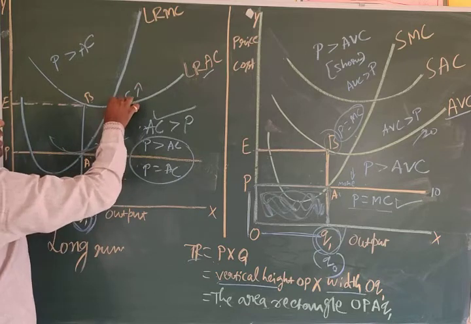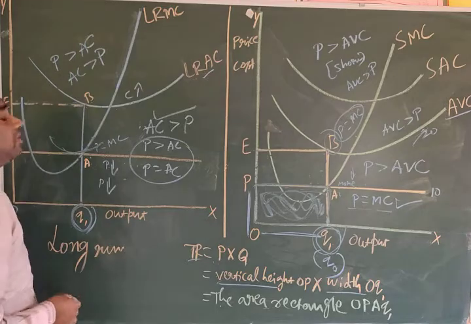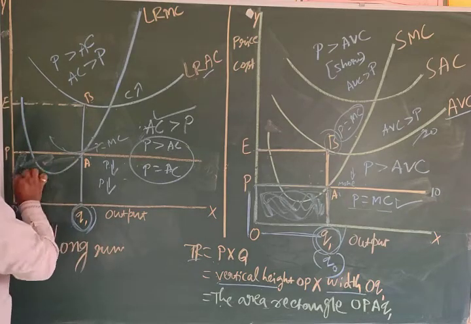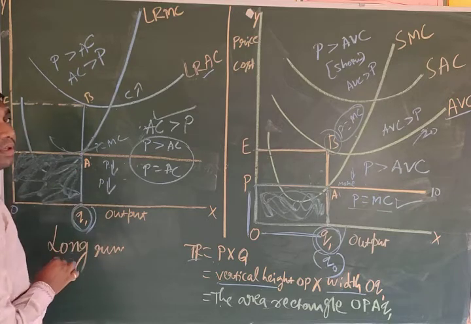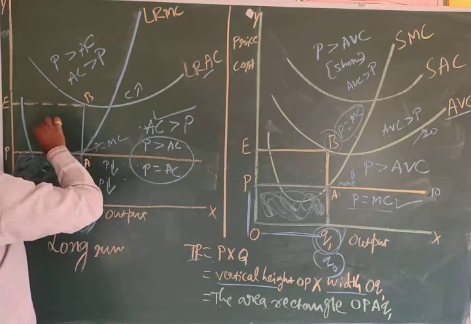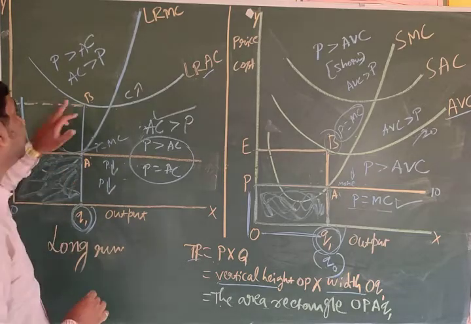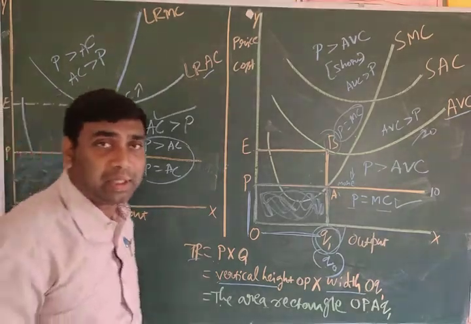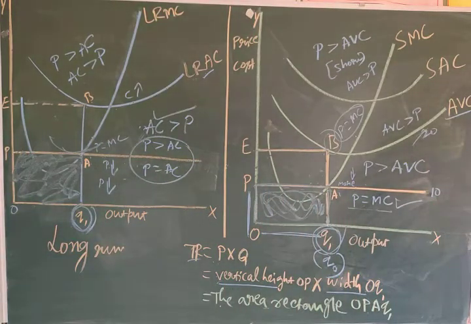But what's happening here? AC is greater than P. At that time the firm will earn a loss. This is called a loss. If it intersects here, definitely the profit is this one, but the firm will earn a loss. Why? Because what's happening here, average cost is more than the P in the long run. Okay, these are all the conditions under profit maximization.